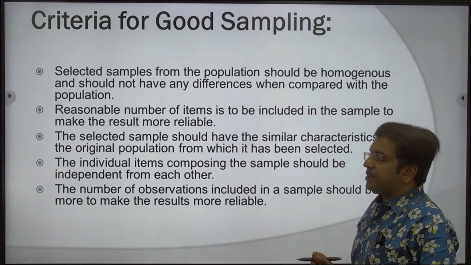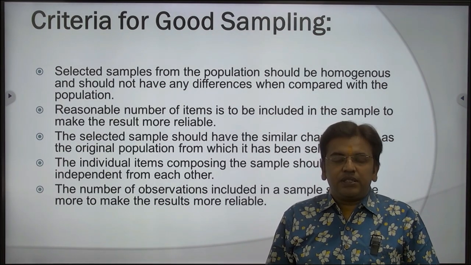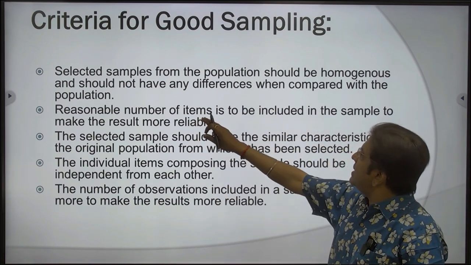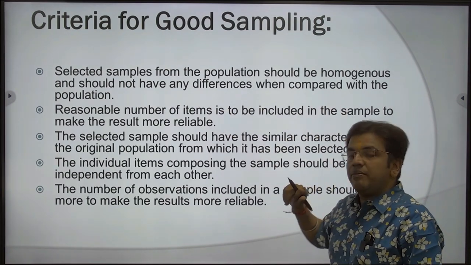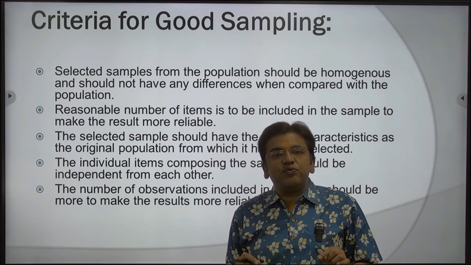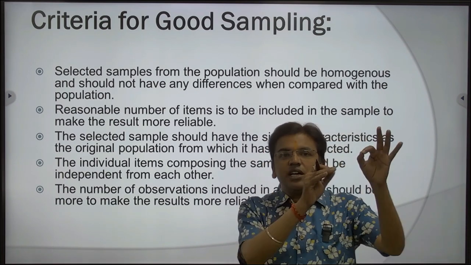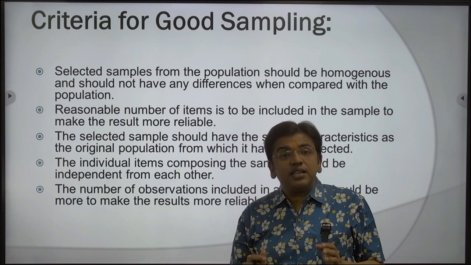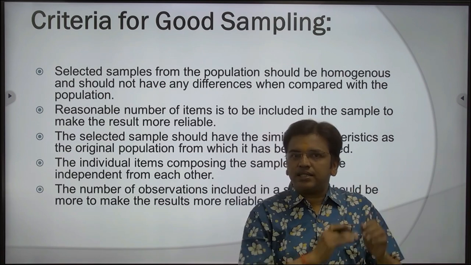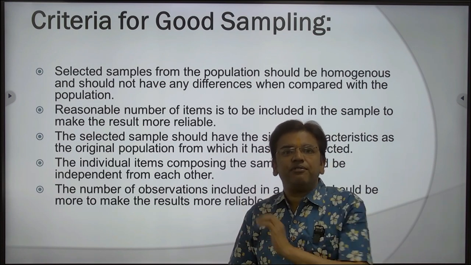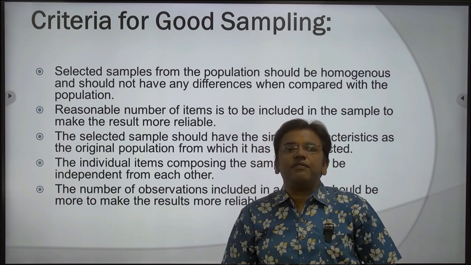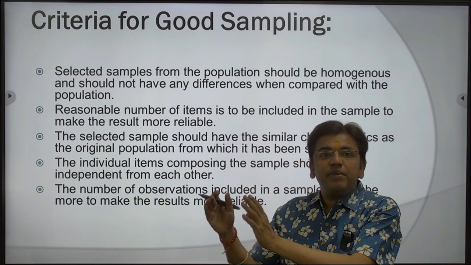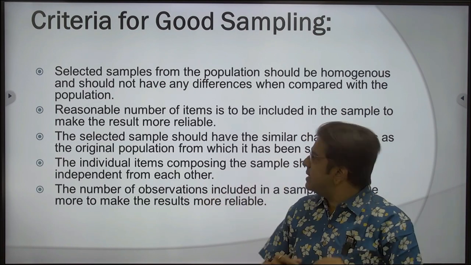Now, criteria for good sampling. What are the criteria for a good sampling? If you are going to select a sample, what are you going to find in a good sample? The first one is that the selected sample from the population should be homogeneous. All the characteristics which your sample has must exist in the universe and should not differ when compared with the population. The universal population should have all the characteristics which your sample population has. Whatever parameter you have taken for your study, you must consider while selecting a sample; these parameters must be contained in your sample.